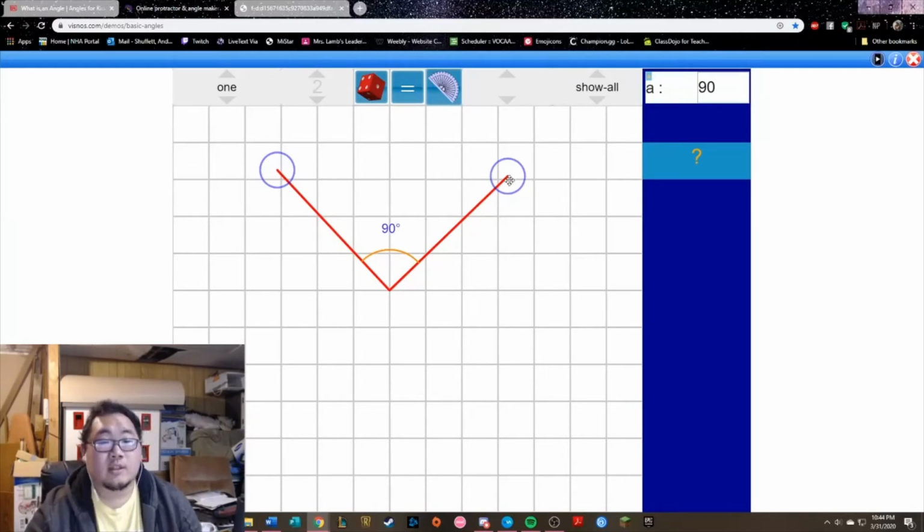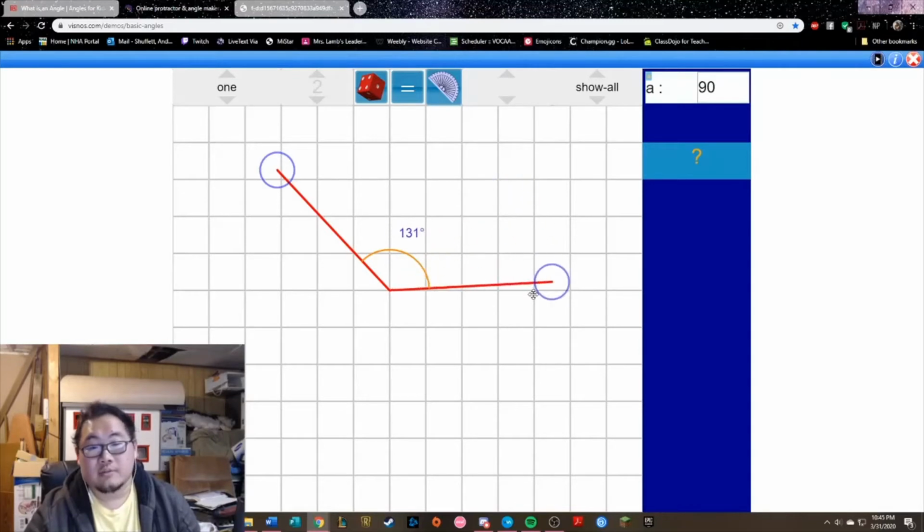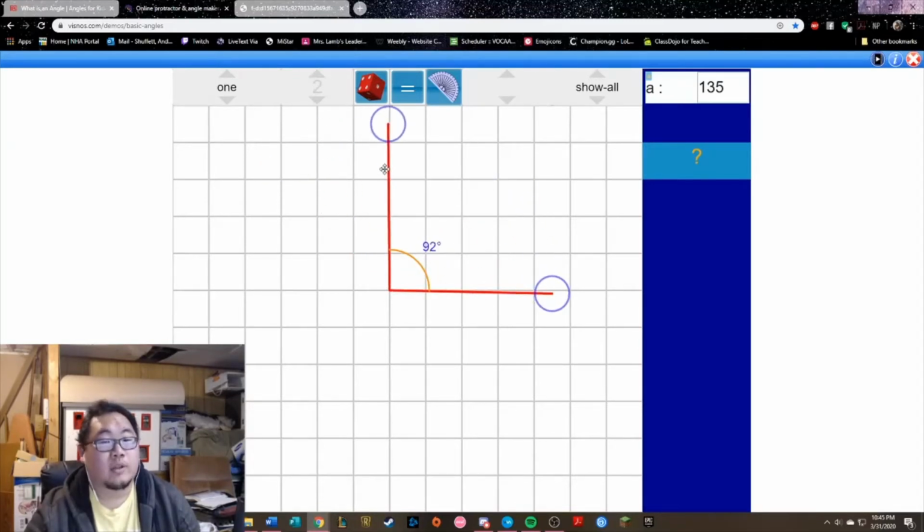It says it's 90 degrees, and that's why we need to be able to measure angles. But a 90-degree angle is a right angle. That's what we need to know. That's what's important right now, and that's what I'm hoping that you get from this. A right angle is 90 degrees, always.